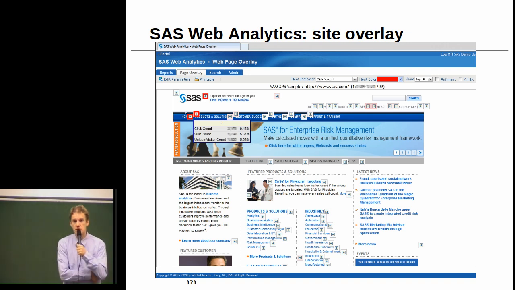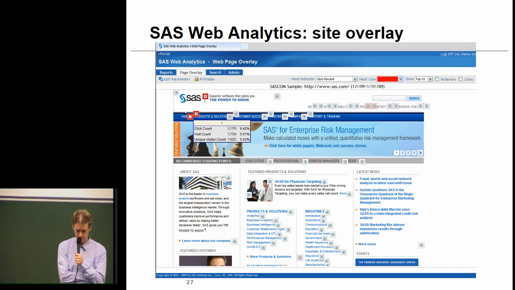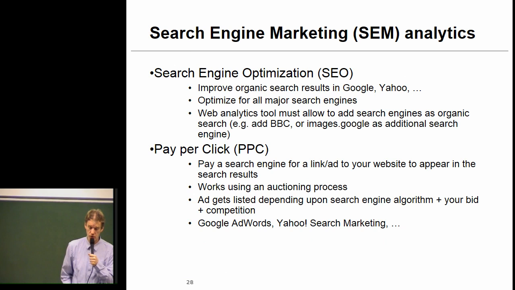As I already stated, using web analytics, you can also gauge the impact of your search engine marketing campaigns. Remember, there are two popular ways of doing search engine marketing, being search engine optimization, SEO, which means that you want to improve your organic search results in Google or Yahoo. But you can also optimize for all major search engines. You have to make sure that you optimize for all major search engines such that a link to your website can be easily established. Pay-per-click was where you're gonna pay a search engine for including a link or ad to your website to appear in the search results.